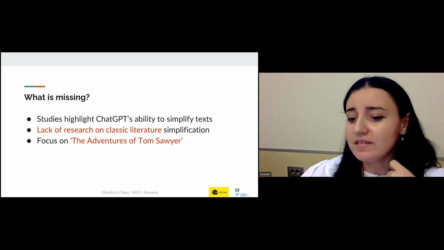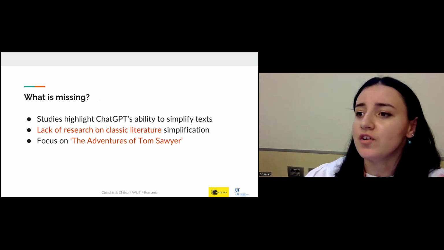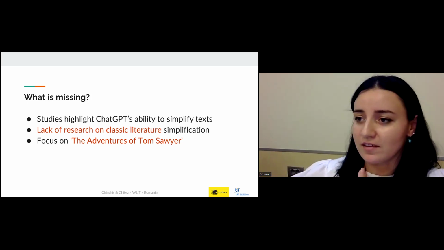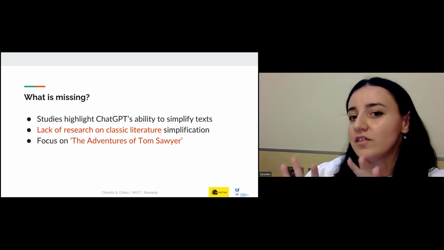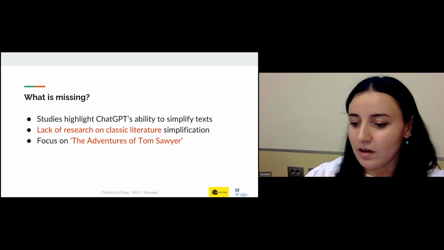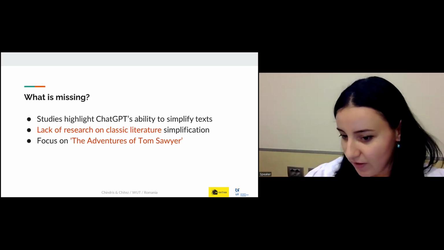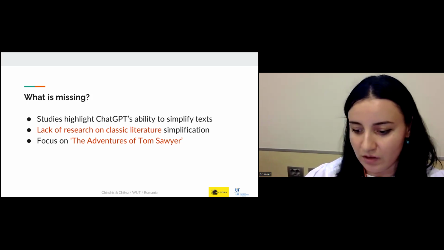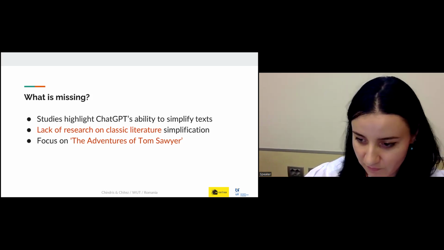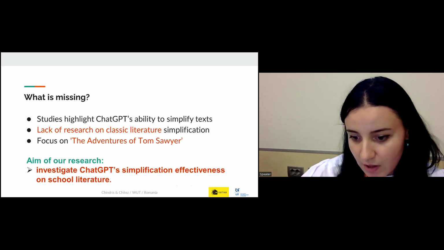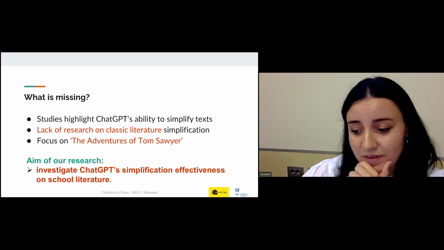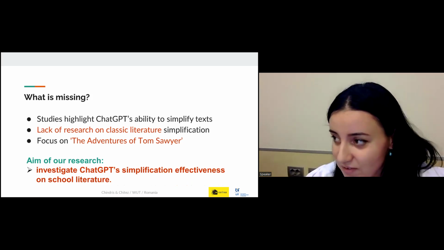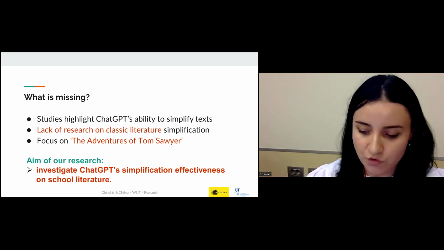There are many studies that highlight large language models simplifying text, ChatGPT simplifying text, but there is a lack of research done on classic literature simplification. And our focus is on The Adventures of Tom Sawyer. So the aim of our research is to investigate ChatGPT simplification effectiveness on school literature.